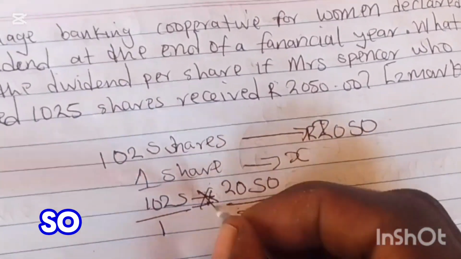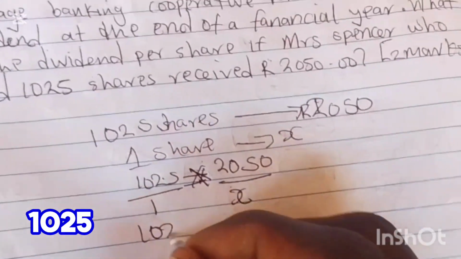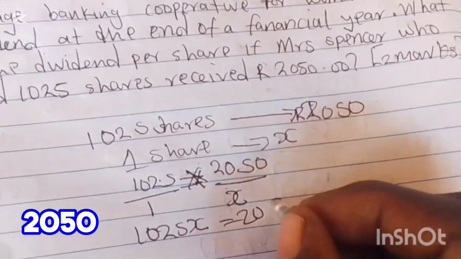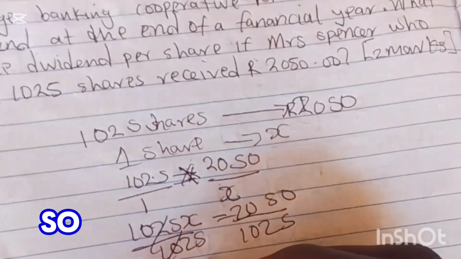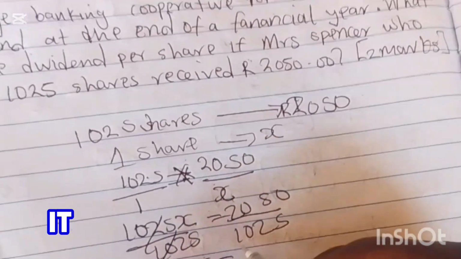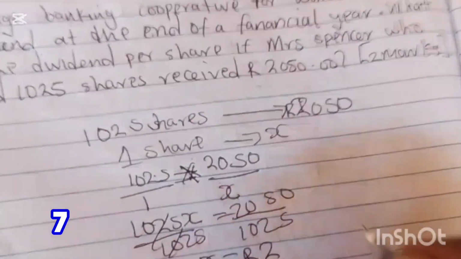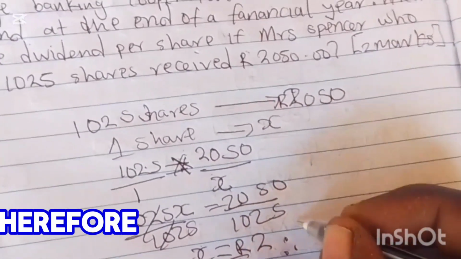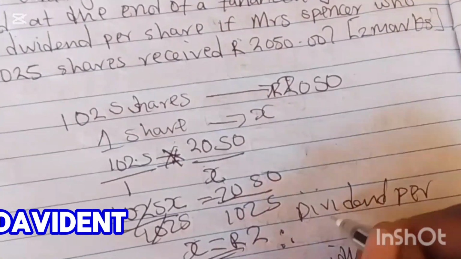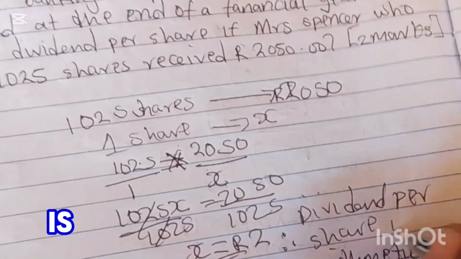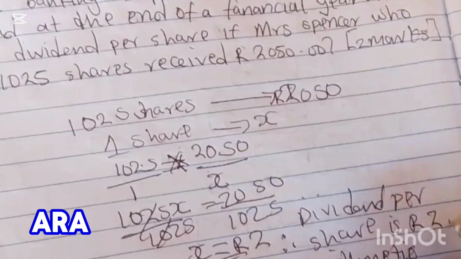Cross multiplication: X multiplied by 1025 is equal to 2050, so X is equal to 2050 over 1025. This number goes in 2 times, so X is equal to 2. Therefore, the dividend per share is R2. So this is the answer.